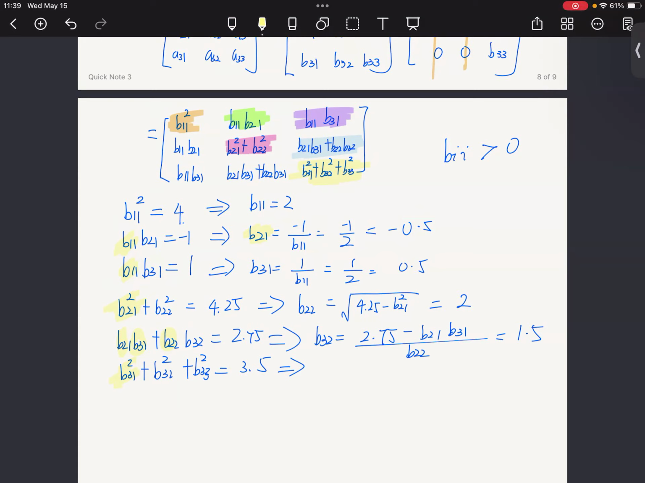B32 we already know from here. So what's that? This is okay. This is B32. This is not B31. This is B32. My writing is so bad. Okay.